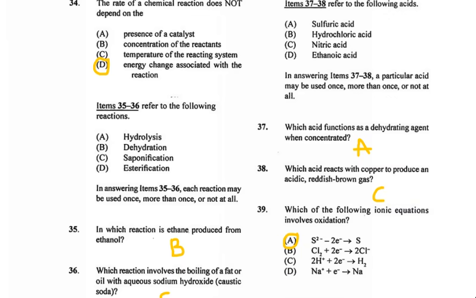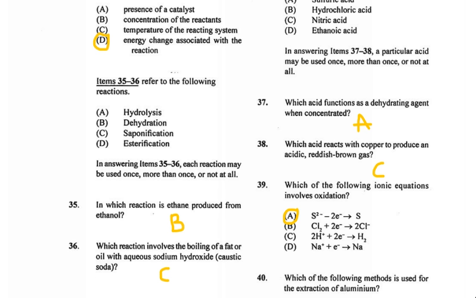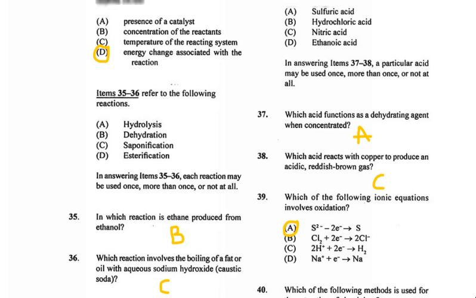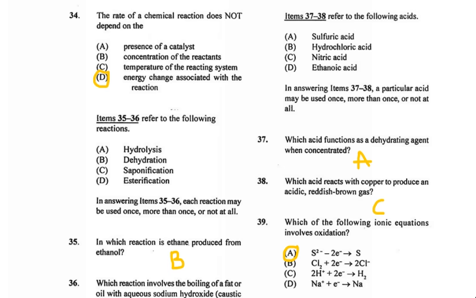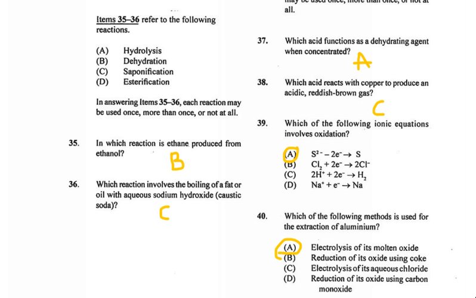Number 37. It says, which acid functions as a dehydrating agent when concentrated? So we have sulfuric acid. All right, number 38, which acid reacts with copper to produce an acidic reddish brown gas? And it has to do with nitric acid. All right, nitric acid. Number 39, which of the following ionic equations involves oxidation?